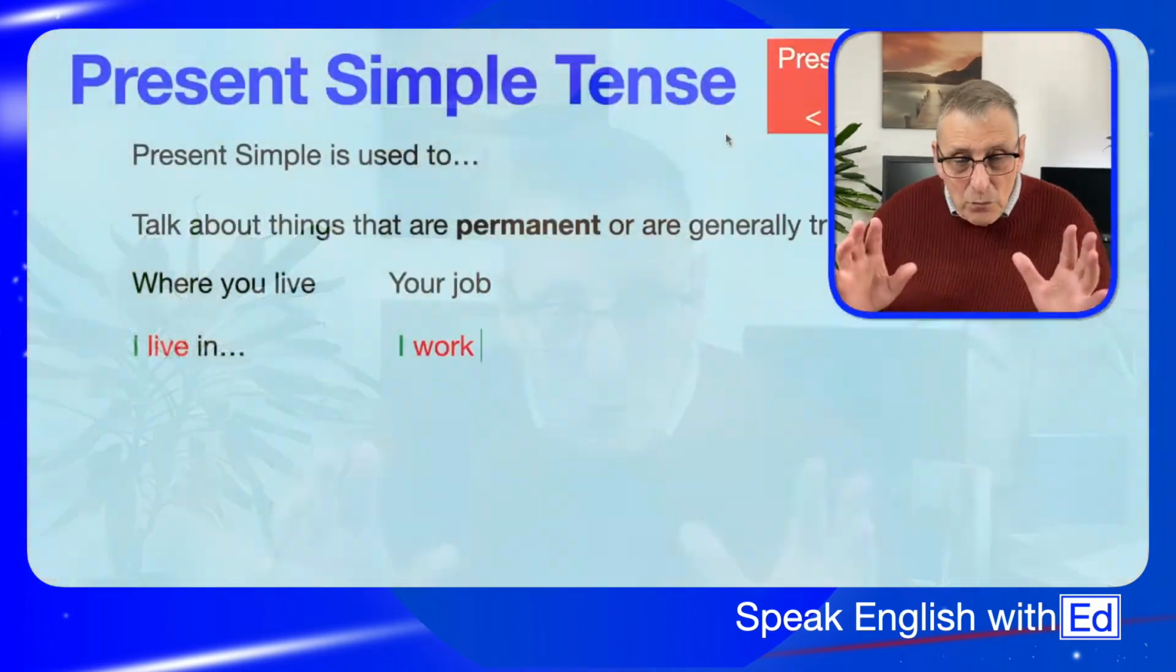So you can say, I live in London. You could say, I live in the UK. You can say, I live in a terraced house, or I live in an apartment. So "I live in" is just the beginning of the sentence. You can put on what you need. But "I live" is putting the tense into the present simple tense. It's a general truth.